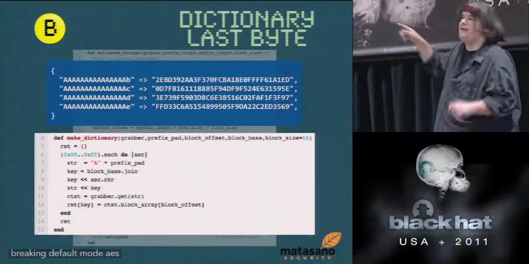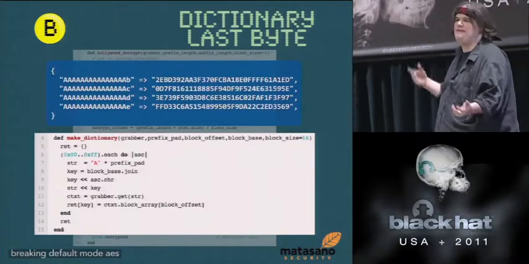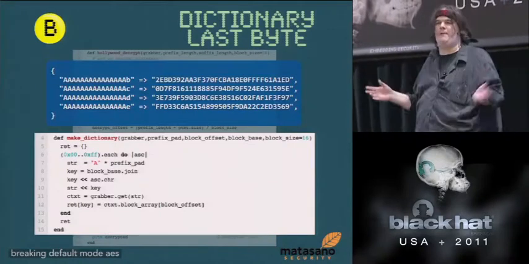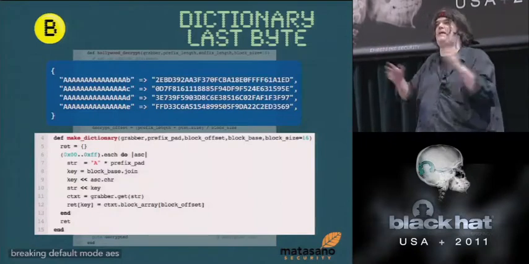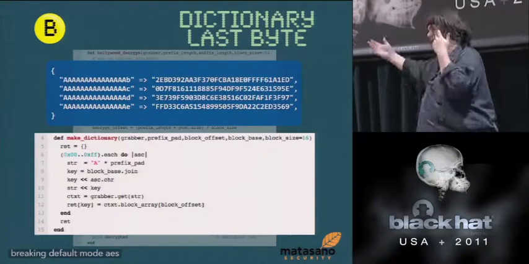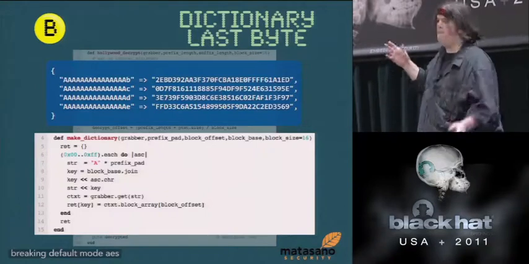And every time to build that dictionary, he makes requests of the servers with his profile populated, with like his email address or his name, with 15 A's and a B, repeated a bunch of times. He finds the repeating block, and there it is. And now he knows how to encrypt that one block.